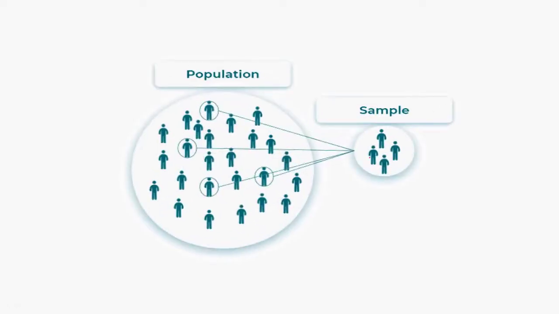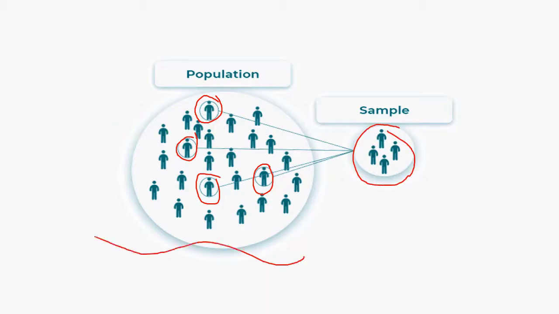It is a small part, like here. We will pick up this one and this one and this one and this one randomly. Okay, so here we have the population, and we have here a small part of it. We will call it a sample.